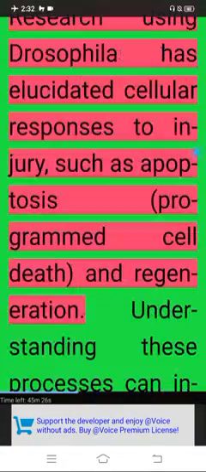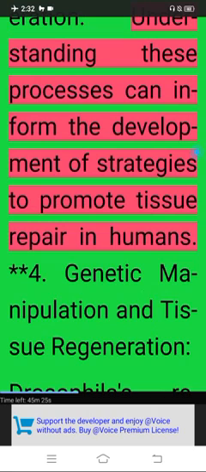3. Cellular responses to injury. Research using Drosophila has elucidated cellular responses to injury, such as apoptosis, programmed cell death, and regeneration. Understanding these processes can inform the development of strategies to promote tissue repair in humans.